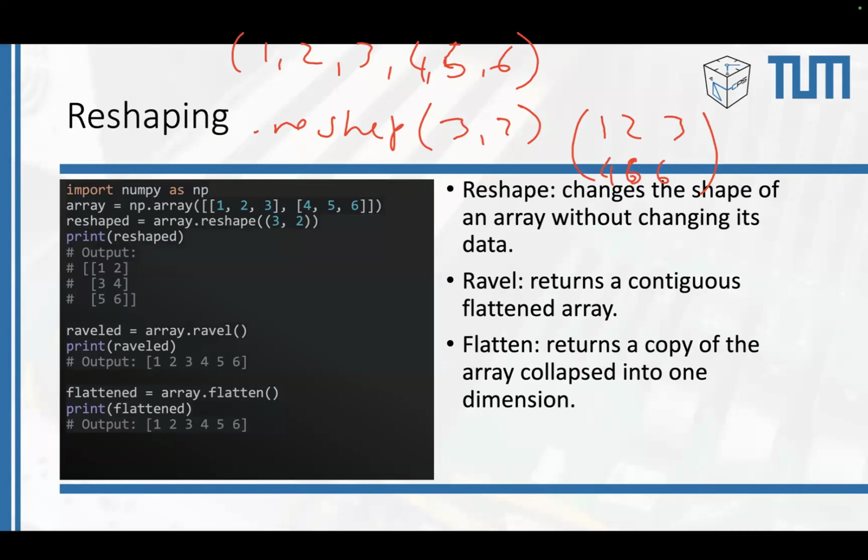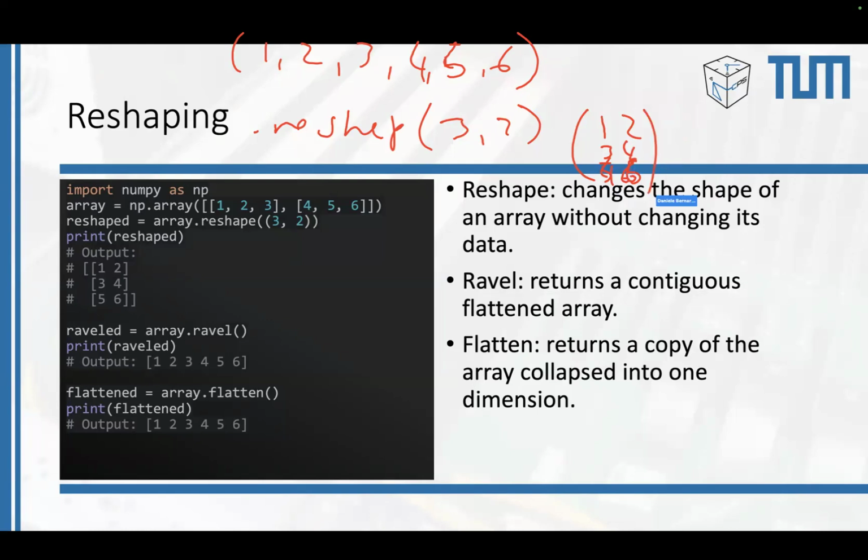I think it's the other way around. Did I make this wrong? So it's 3 rows, yeah. There you go. 1, 2, 3, 4, 5, 6. Right? So it gets basically broken into the dimensions that are specified and then reshaped as that.